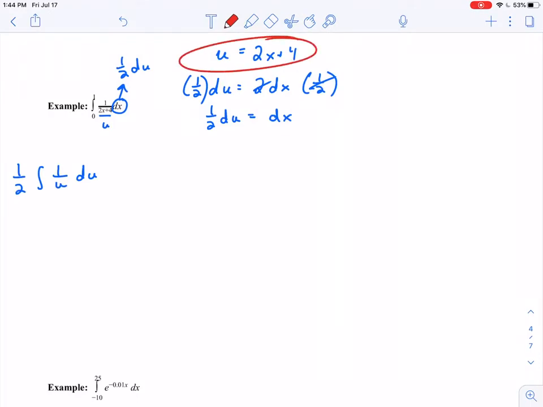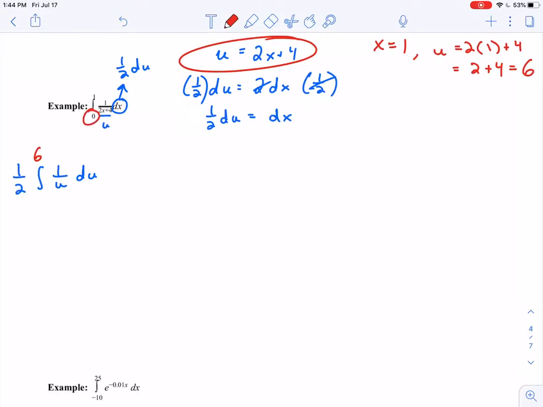So let's start with our upper limit of integration. When x is equal to 1, u is equal to 2 times 1 plus 4. This is 2 plus 4. U is equal to 6. So since 1 was my upper limit of integration originally, that means that u equals 6 will be my new upper limit of integration.